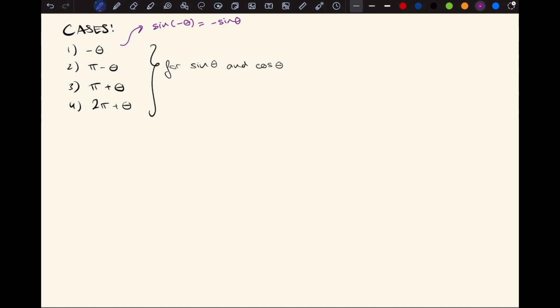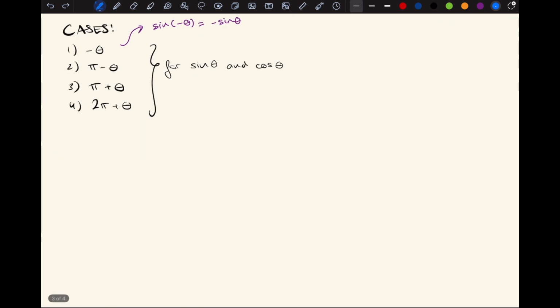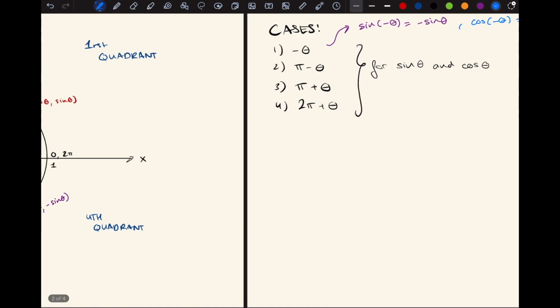But what's going on with cosine over here? Well, cosine is staying the same, because even though we have negative theta, we're just flipping the triangle around, which is causing us to still stay in the 4th quadrant, which is still the positive x side of the x-axis. So, on the other hand, cosine of negative theta is simply equal to cosine of theta.